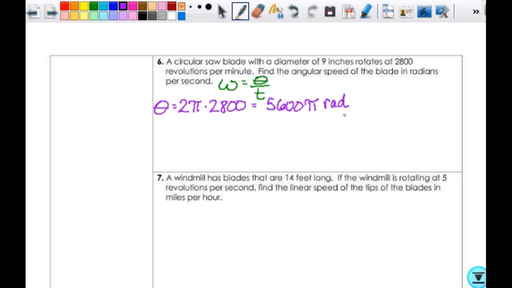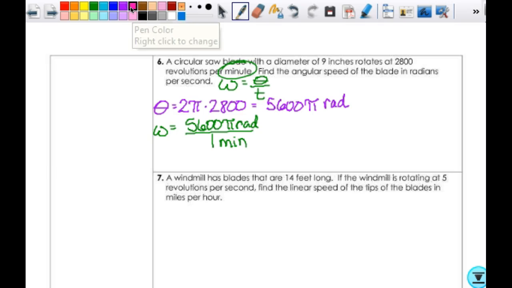Now to find omega, it's your theta over time. So this is 5,600 pi radians for every one, what was it? Revolutions per minute. What I need is to find the angular speed of the blade in radians per second. So go ahead and finish up that conversion. Write it out. Do your little dimensional analysis. Maybe if I say it a few times, I'll remember the words.